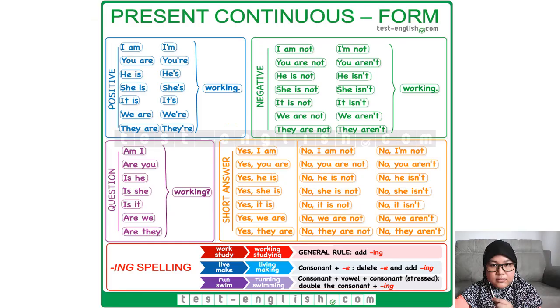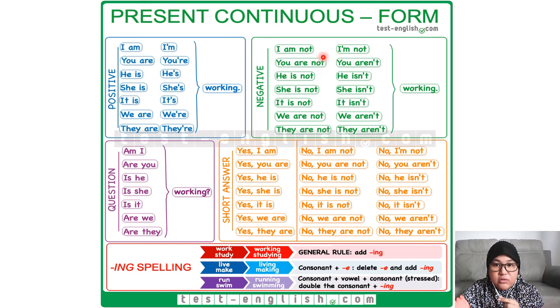Okay, next. Okay, now you are looking at the present continuous form. Okay, this is the example of present continuous form. Okay, present continuous form is very easy. We just put ing at the ending, okay, of the verb. Awak letak je ing tu dekat hujung perkataan perbuatan. Okay, for example, for positive, I am or I'm working. You are or you're working. He is, he's working. She's working. It's working. We're working. They are or they're working. Okay, simple.